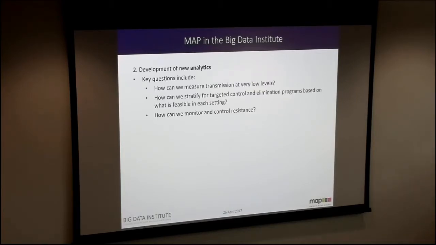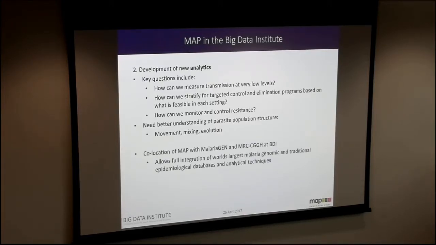And as we develop new analytics, our questions include how can we measure transmission in these elimination settings where there are very, very few cases, and how can we best stratify what the targeted interventions should be in a way that's feasible for different program settings, and how can we monitor and control things like insecticide resistance. In order to do that, we need to have a better understanding of parasite population structures in order to understand the parasites' movement, mixing, and evolution.